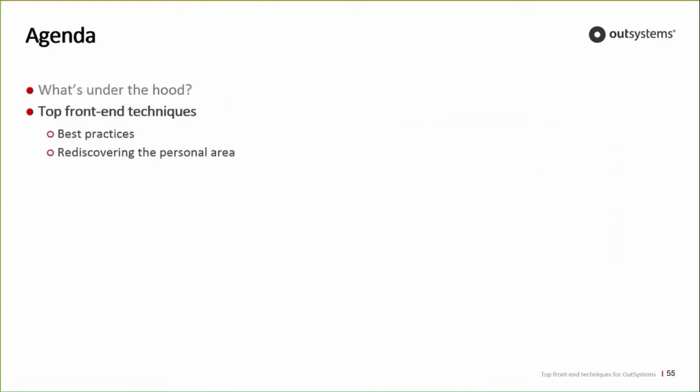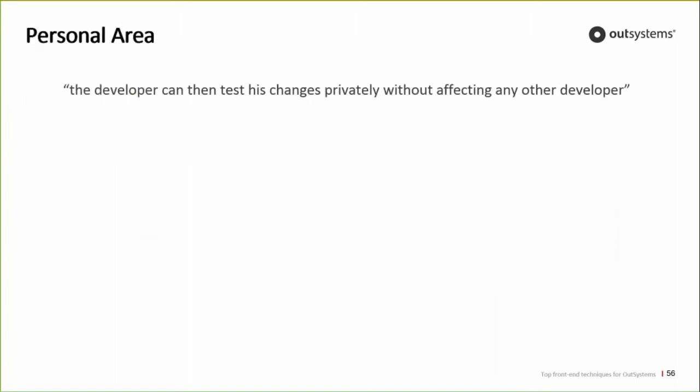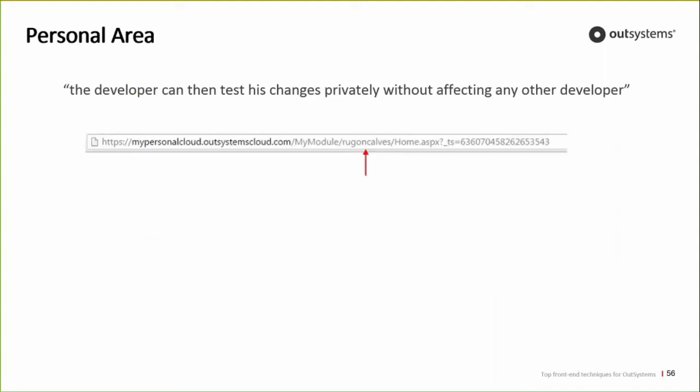Moving forward in our topics, we'll now see what the personal area is. As it is described in the help of the platform, it's an area where the developer can test his changes privately without affecting any other developer. So imagine it's the same as publishing, but instead of publishing and having to merge with the code of everyone else, and everyone else needing to merge with your own code later on, you just put it on the server and you can access it, and you'll see that it has a specific naming space. So you have your environment, your application, then you have your user. So you have a virtual directory with your user where all of the CSS files, JavaScript, and HTML are deployed there.